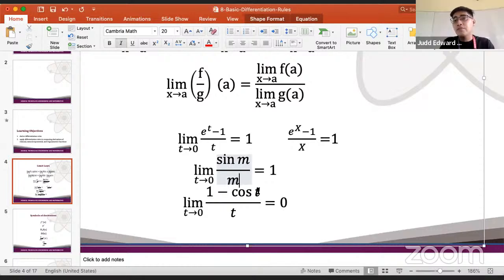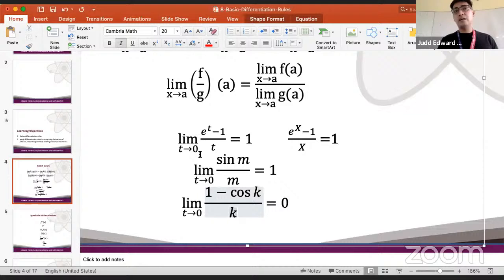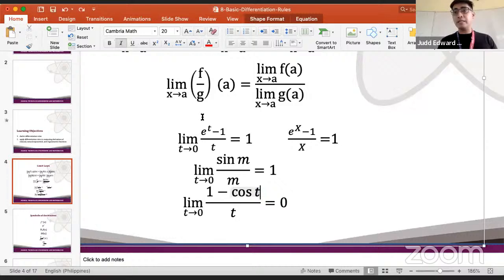Yes po. So what if pinalitan ko naman si 1 minus cosine t? Ginawa kong k. Will the answer be 0? Yes po. Opo. Okay, because they are variable. Pag sinabi nating variable, we'll be able to change it. So, pwede nating baguhin kung ano mang variable yung ginamit natin.